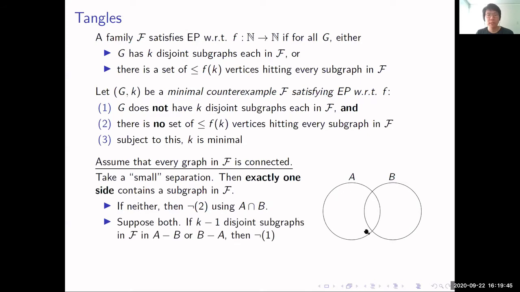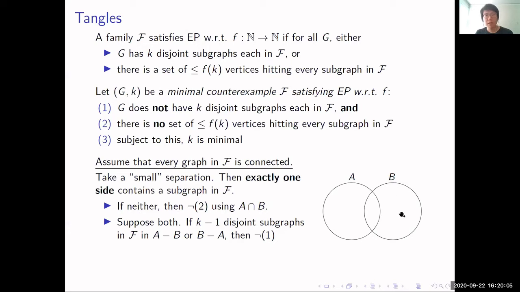Now suppose both sides contain a subgraph in F. Okay, so let's say A contains a subgraph in F. Now we look at the remaining graph, B minus A. If that part contains k minus 1 disjoint subgraphs in F, then we can put those together to get k disjoint subgraphs in the whole graph.